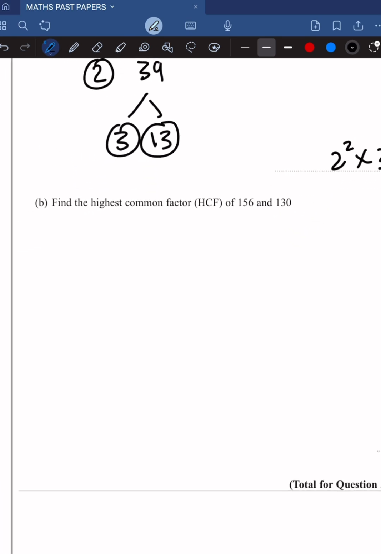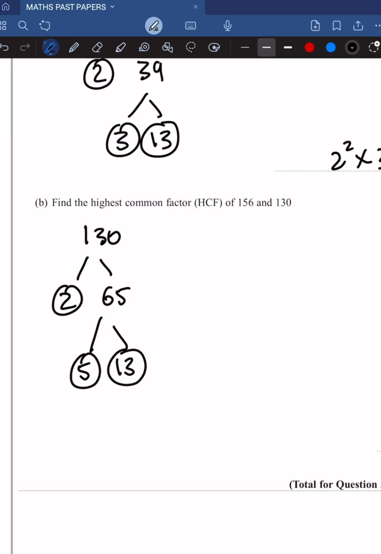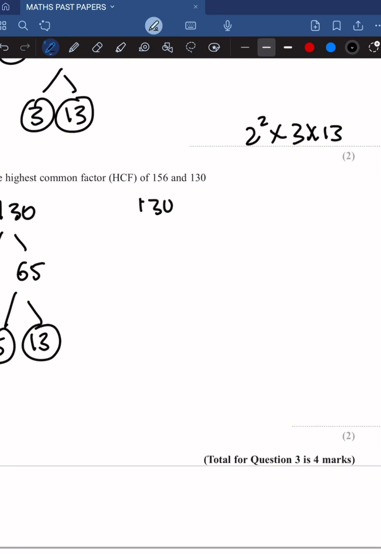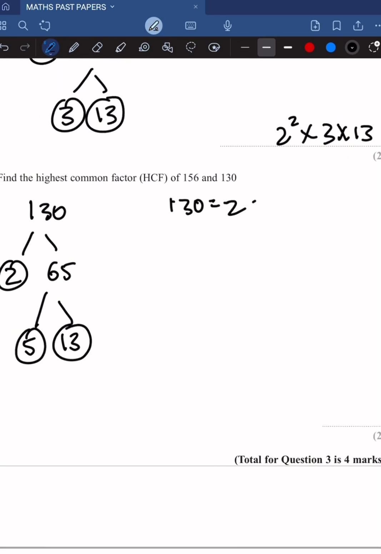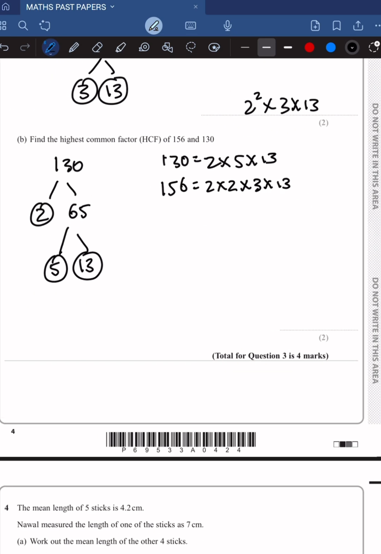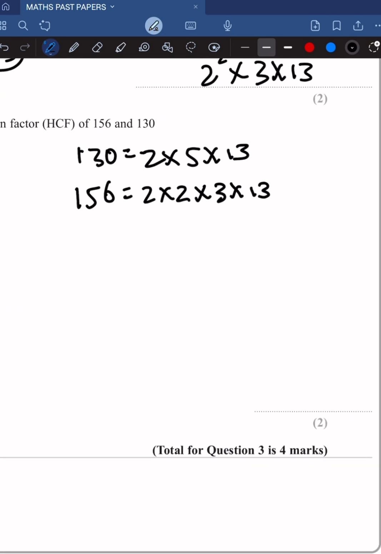HCF of 156 and 130. 130 broken down is 2, 65, 5 and 13. So 130 is 2 times 5 times 13. And 156 is 2 times 2 times 3 times 13. Our highest common factor is essentially what's common. So we have 2 and 13, and that's it. It equals 26.